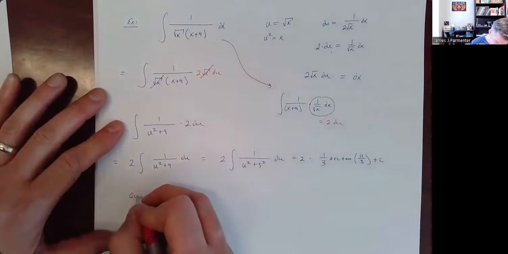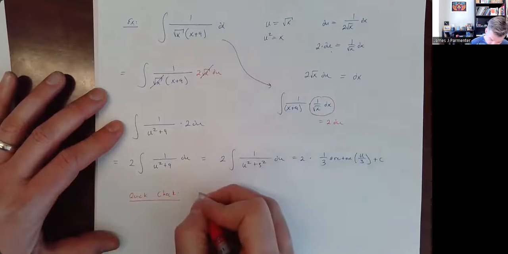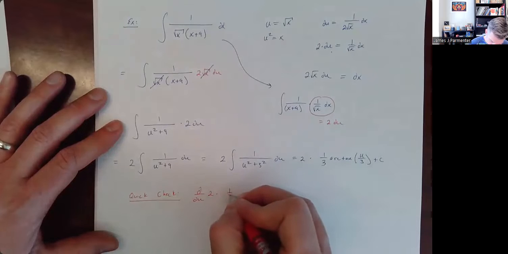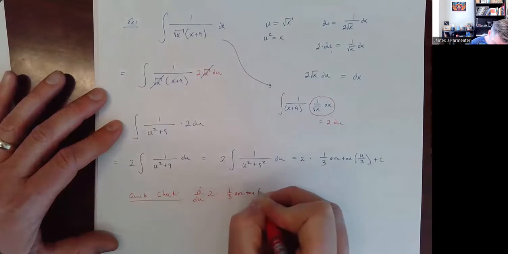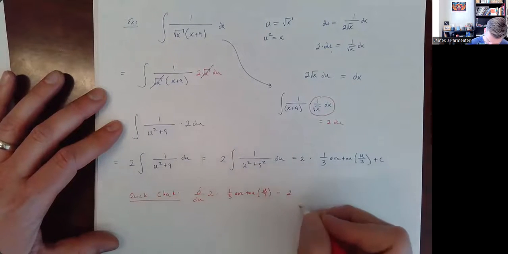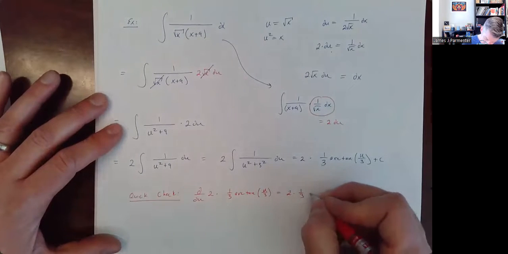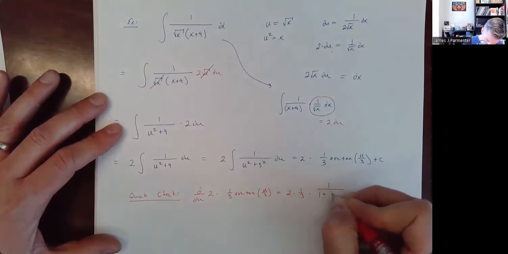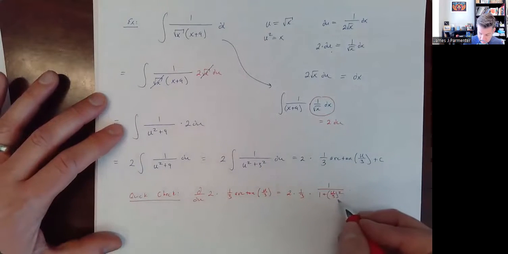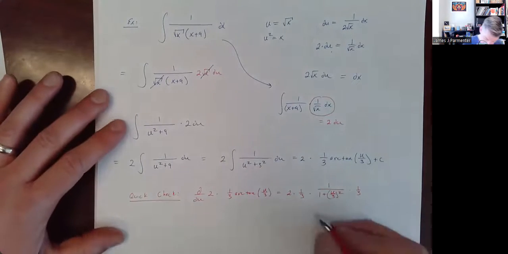the derivative of, I'm going to leave the 2 out there, of 1/3 arctangent of u over 3 is going to be, well, the 2 hangs out, the 1/3 also hangs out. The derivative of arctangent of some stuff is 1 over 1 plus the stuff squared times the derivative of the stuff, and the derivative of u over 3 is 1/3. Okay, so now check this out.